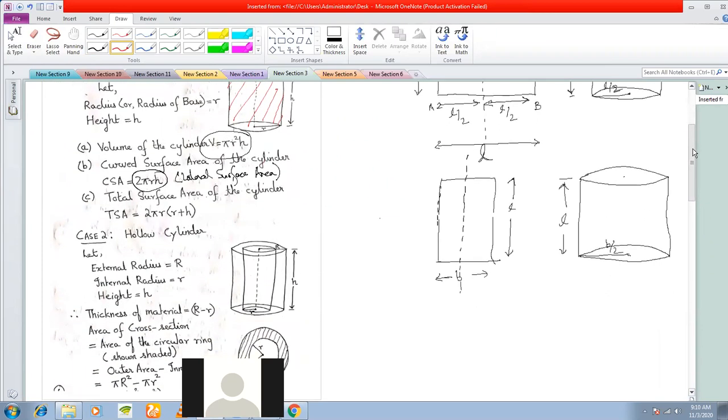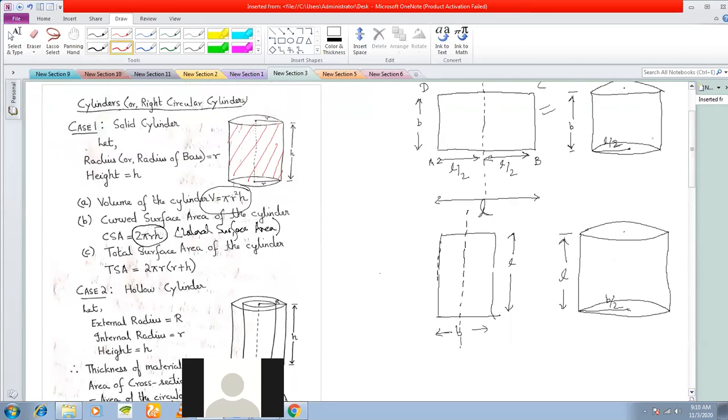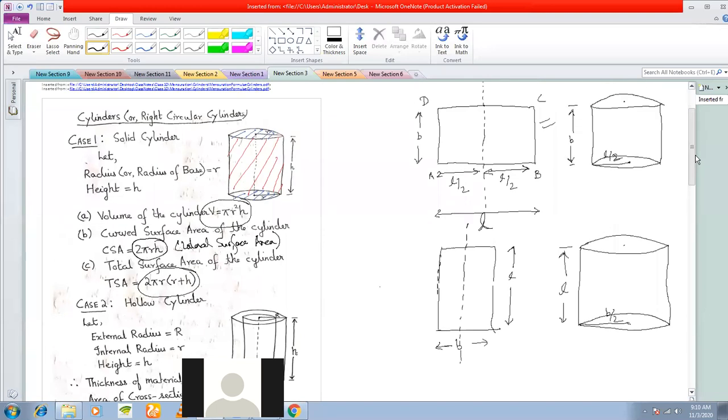It is 2 pi r h, and the total surface area is the curved surface area plus the area of these two circles, which I am shading in blue. That is 2 pi r h plus pi r square plus pi r square. And if you take 2 pi r common, this is the formula that you're going to get. So we can use the formula directly.